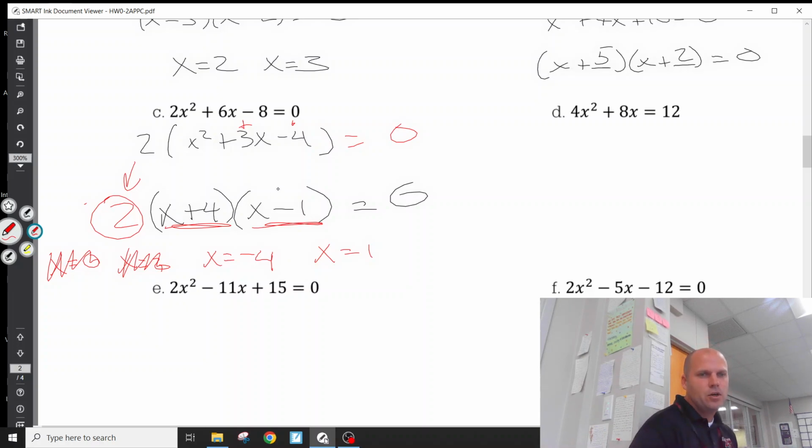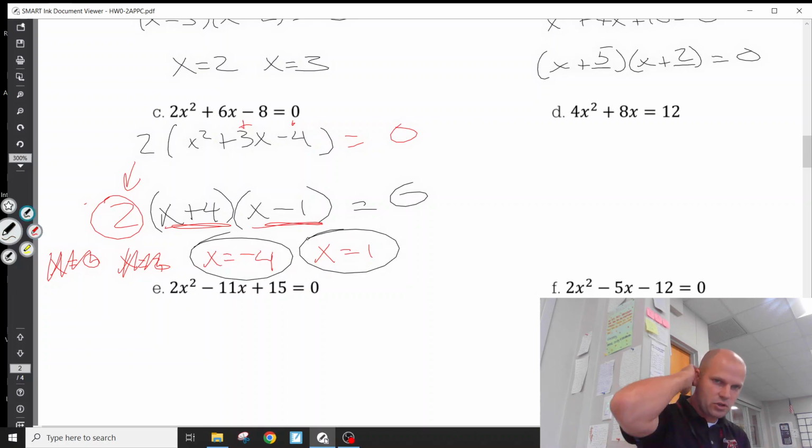That's not 0. So just because we have this number 2 on the outside does not mean we have an additional solution. My only 2 solutions are this -4 and this 1.